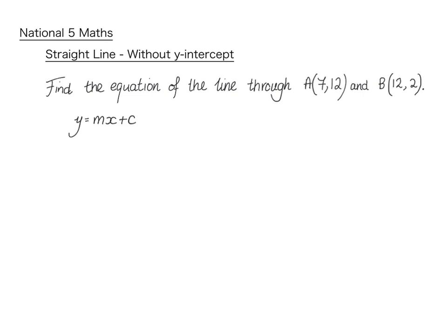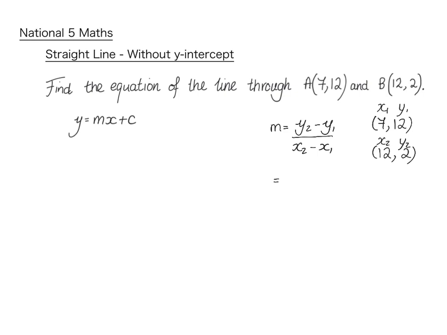This time though, our c is not obvious, but we can still start the same way as we did before. So we find m using y2 minus y1 all over x2 minus x1. So we've got (7, 12) and (12, 2). Let's go for x1, y1, x2, y2. Reminder that the order of the 1s and 2s doesn't matter, as long as both the 1s are one coordinate and both the 2s are the other.